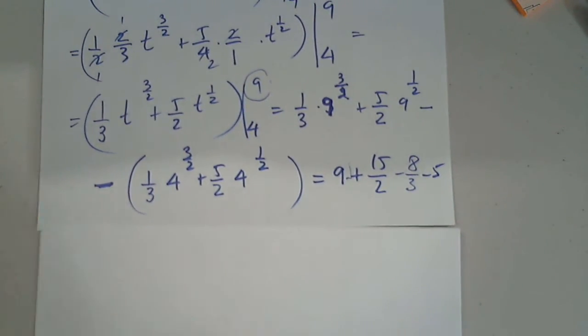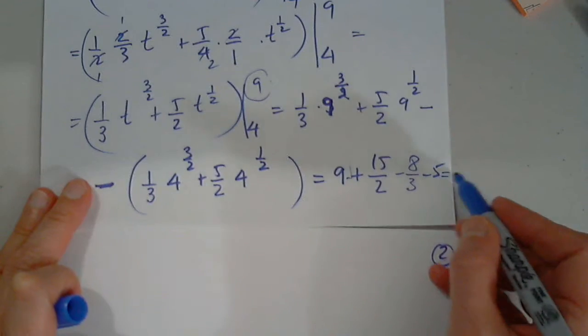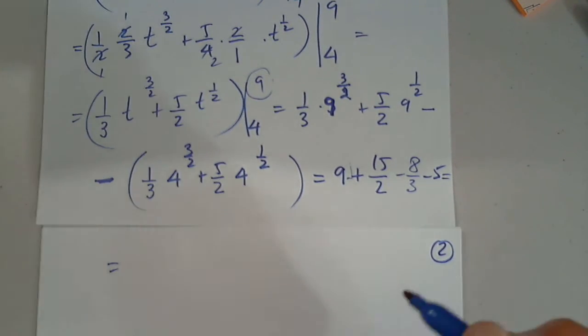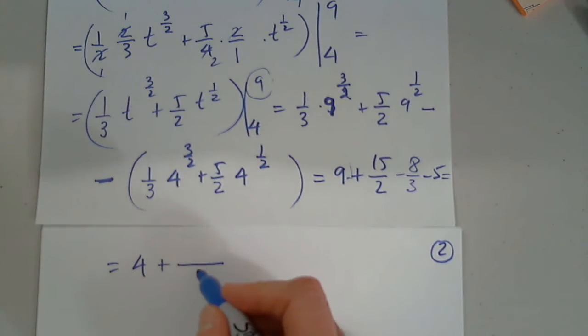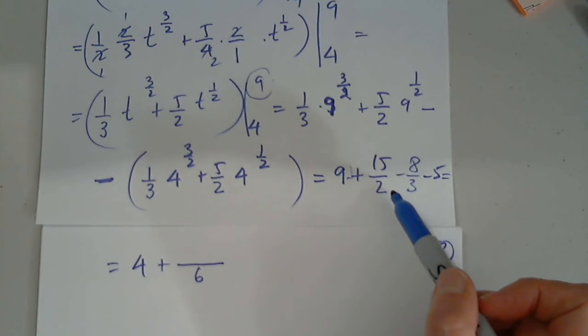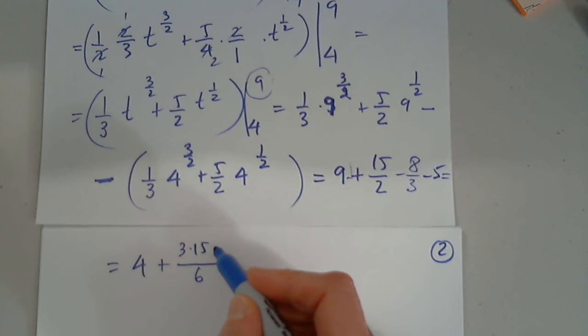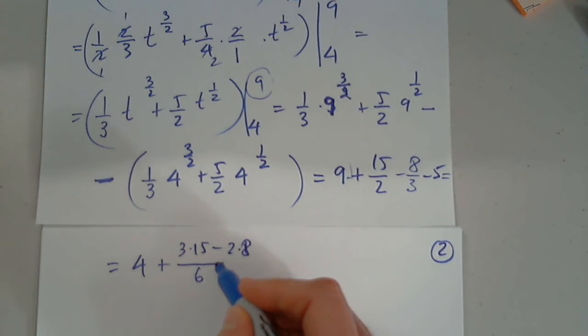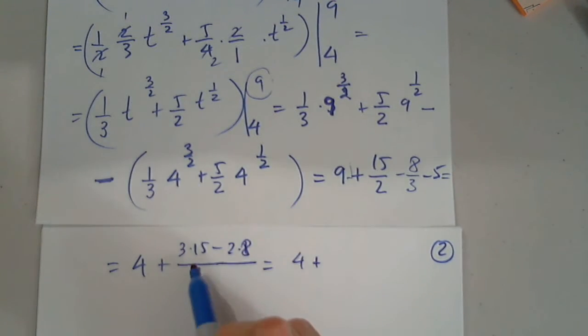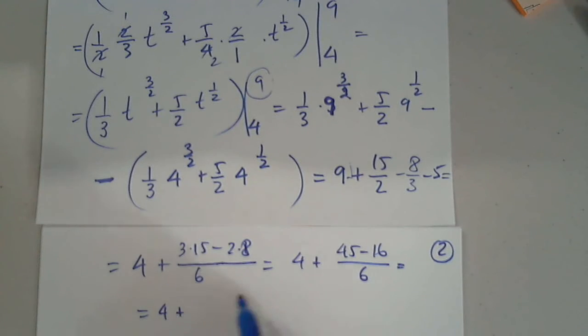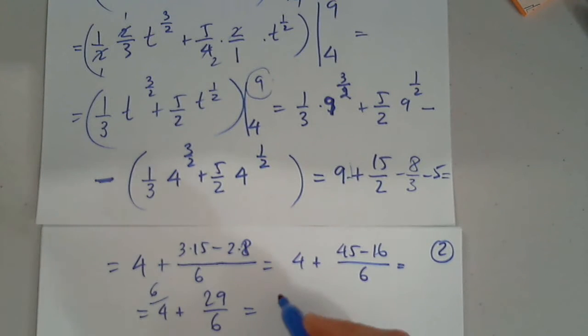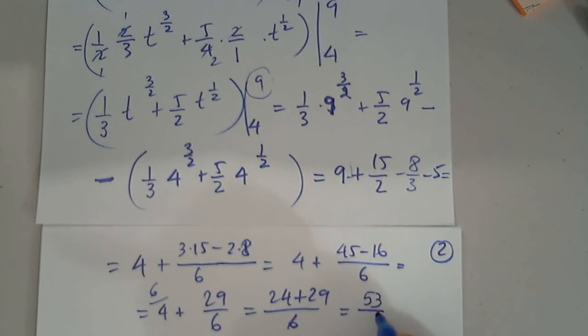Okay. So a lot of steps because of these fractions. Otherwise, it wouldn't be that cumbersome. So 9 minus 5 is 4. And then plus, the least common denominator will be 6. So 6, so I have 3 times 15 minus 2 times 8. So this is 4 plus 45 minus 16 divided by 6. So what is this? Is it 29? These are really ugly numbers. So 24 plus 29 divided by 6, and I'm getting 53 divided by 6.